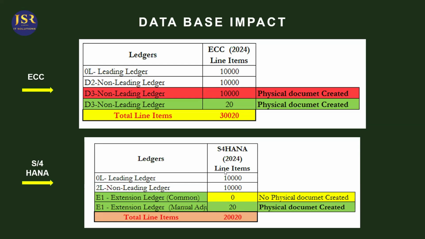Because of this, speed is impacted. Because of this, speed will be more impacted. I can say ECC to S4HANA, compared to ECC, why is S4HANA faster? It is much faster. Okay. Next, this is one point.